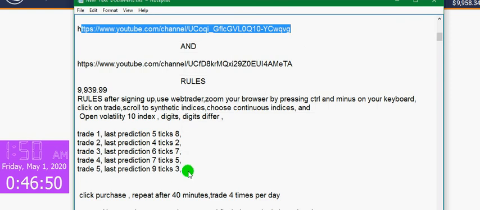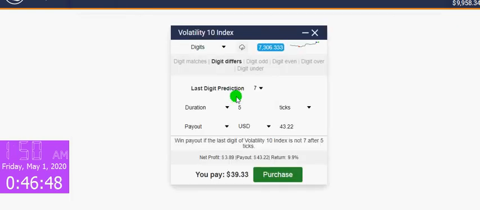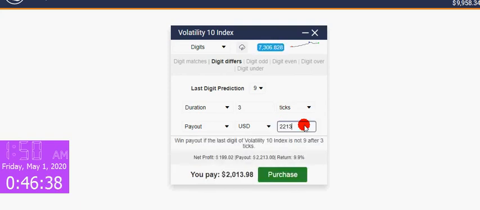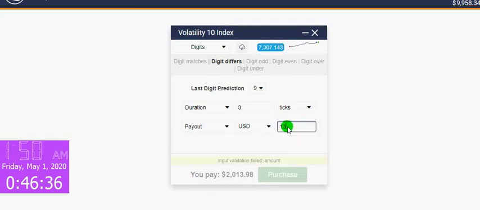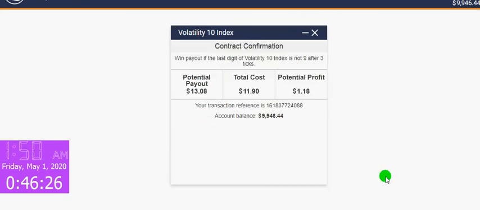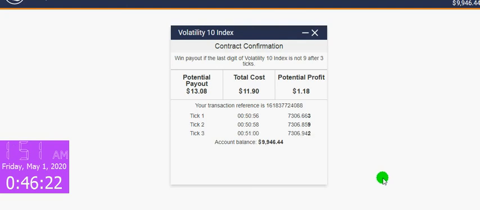The last trade, the last prediction is 9, the tick is 3. Here we'll be taking a low amount, 13.08. So 17 showed up here, 0.75. Let's wait again. 17 showed at 780. So as you can see, we won all the 5 trades.